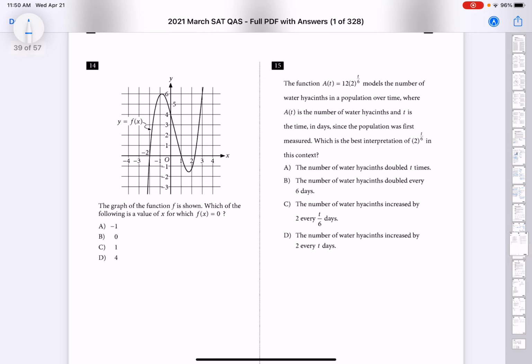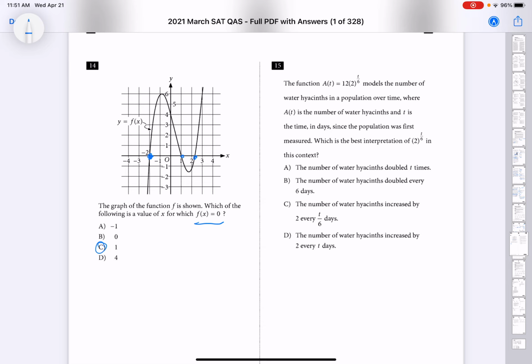Number 14. The graph of the function f is shown. Which of the following is a value of x for which f of x is equal to 0? So when f of x equals 0, they're looking for the points of intersection, or the roots. So you have this, this, and this. So it could be -2. It could be +1. And it looks like the answer should be +1, but let me just check the other one just in case. And it could be like 2 point something, maybe like 2.2 or 2.3, but it doesn't look like it's available. So the answer should be C. 14 is C, where x is equal to 1.